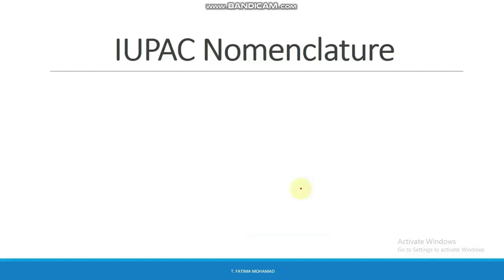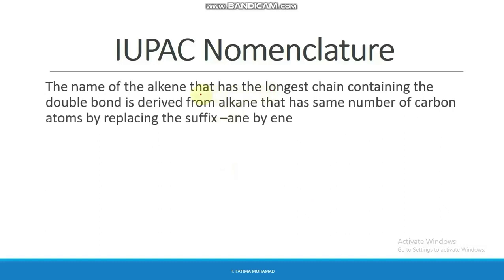Okay, so the IUPAC nomenclature. The name of an alkene that has the longest chain containing the double bond is derived from the alkane that has the same number of carbon atoms, replacing the suffix "ane" by "ene". For example, ethane in alkane will be ethene. Propane will be propene, depending on the number of carbon atoms.